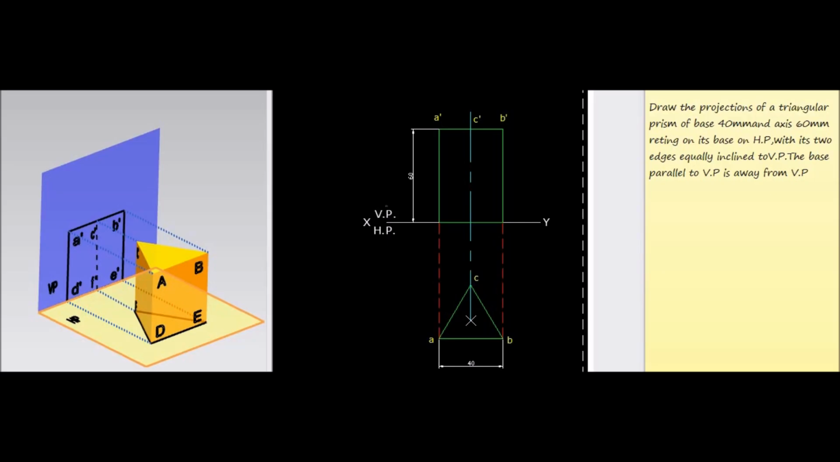See this question. Draw the projections of a triangular prism of base 40 mm and axis 60 mm resting on its base on HP, with its two edges equally inclined to VP. The base parallel to VP is away from VP.